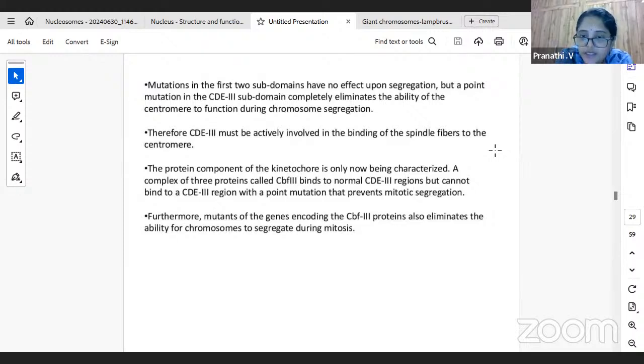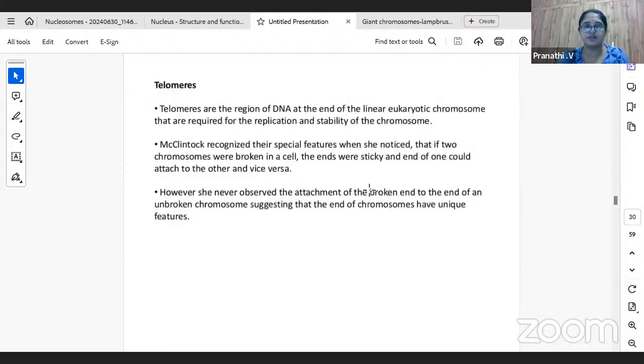So mitotic segregation, I'm not talking about meiosis over here. Please remember mitotic segregation. You have a complex of proteins which is called CBF3. Binding of CBF3 to the CDE3 region causes mitotic segregation. Further, you see that any kind of mutants of the genes that encode the CBF3 protein eliminate the ability of the chromosomes to segregate during mitosis.